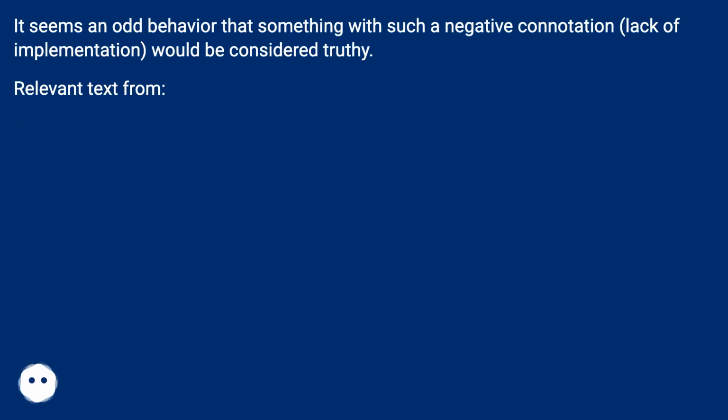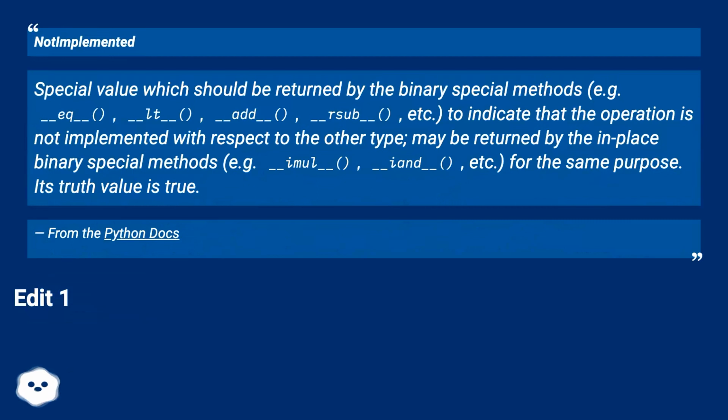Relevant text from the docs: NotImplemented is a special value which should be returned by the binary special methods, e.g. __eq__, __lt__, __add__, __sub__, etc., to indicate that the operation is not implemented with respect to the other type. May be returned by the in-place binary special methods, e.g. __imul__, __iand__, etc., for the same purpose. Its truth value is true.